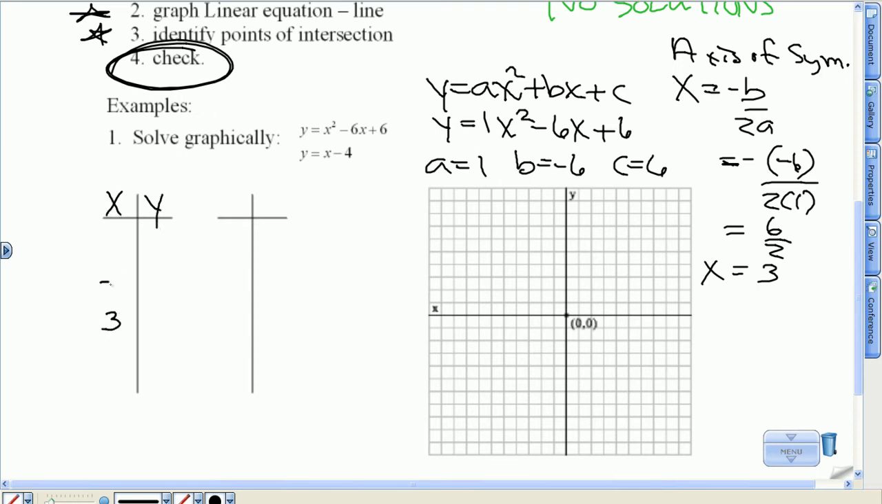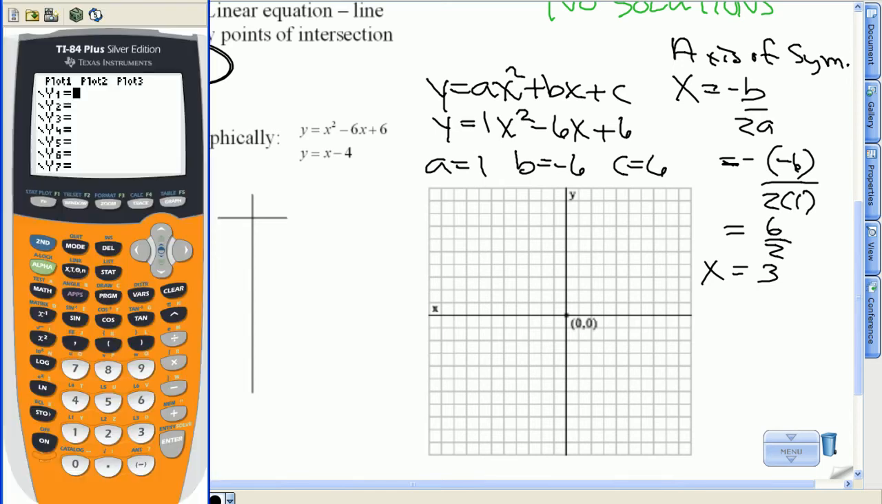I go 3 points above it, 2, 1, 0. 3 points below it, 4, 5, and 6. I have to graph 7 coordinates when I graph a parabola. So those are my 7 coordinates. I go to the calculator here and I type in x squared minus 6x plus 6. And I go to my table of values.